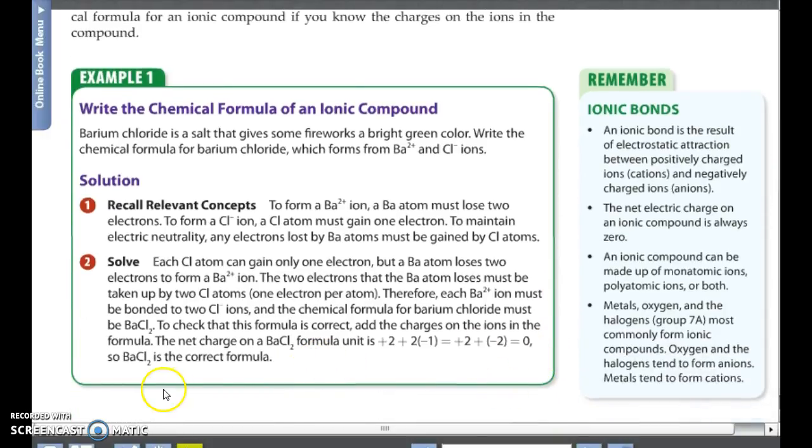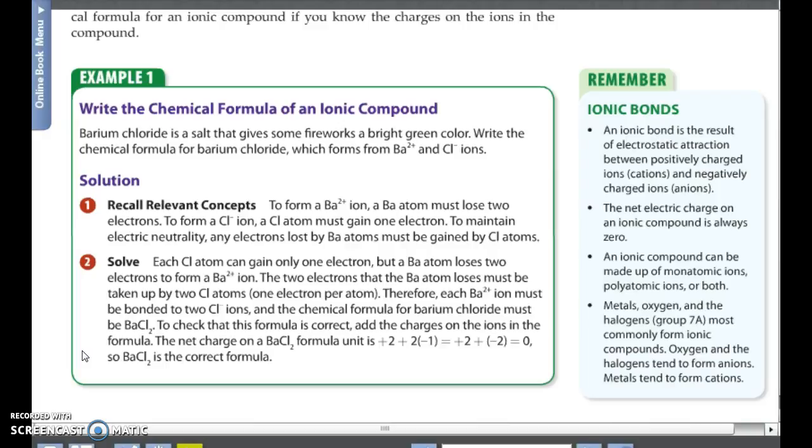All right, so I like the simple crisscross applesauce that I've been showing you guys. Another way to think about it is this way. Each chlorine atom can gain only 1 electron, but a barium atom loses 2 electrons to form the barium plus 2 ion. The 2 electrons lost by the barium atom must be taken up by 2 chlorine atoms, so 1 electron per atom. Therefore, each barium plus 2 ion must be bonded to 2 chlorine minus 1 ions, and the chemical formula for barium chloride must be BaCl2.